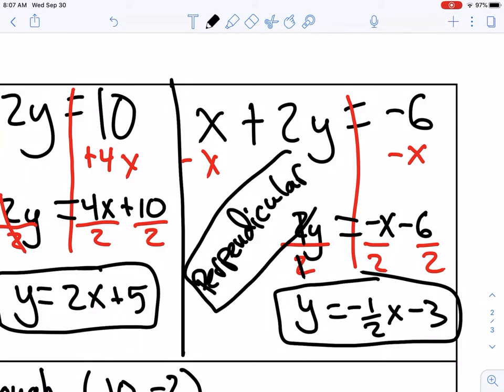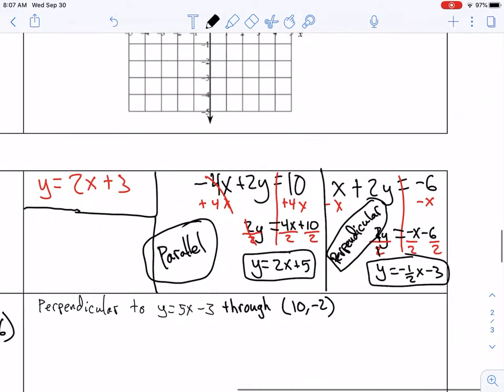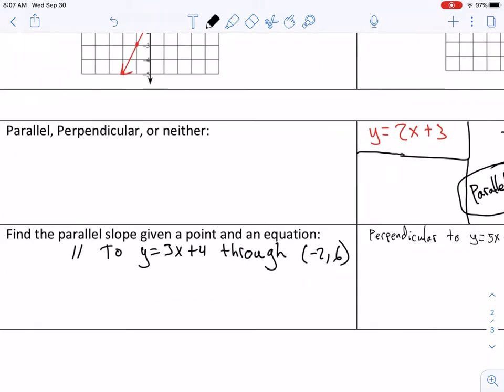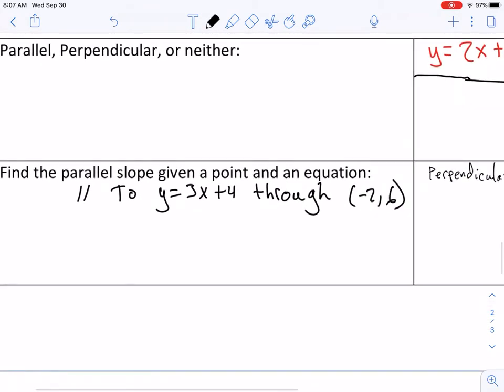So just wanted you to be aware that we may need to manipulate equations before we can compare them. Okay? And then the last thing I want to do is talk about finding a parallel line and a perpendicular line when given instructions. So parallel to y equals 3x plus 4 and goes through negative 2 comma 6. So you'll see problems like this where it says find the equation of a line that is parallel to this line, but it goes through this point.